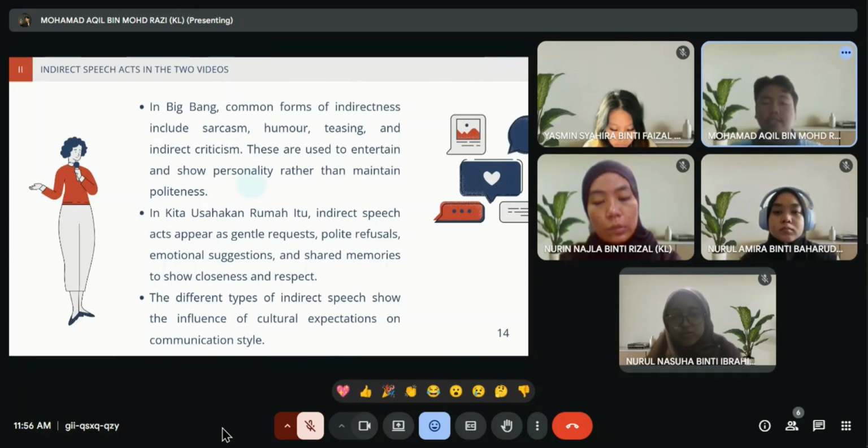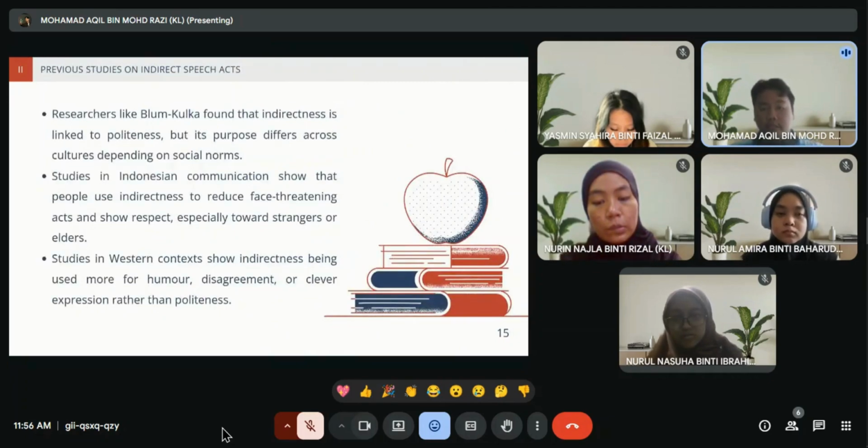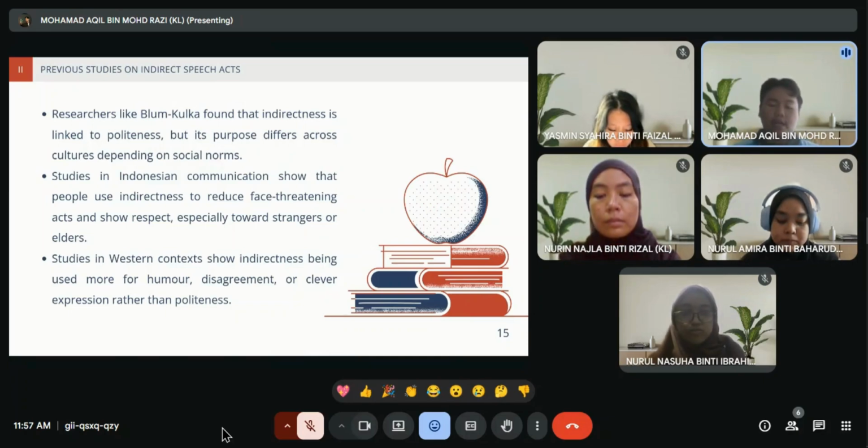Okay, next one is previous studies on indirect speech acts. Research shows that indirect speech acts change depending on the culture. Studies show that indirectness means different things in different cultures, because in Indonesian settings, indirectness signals politeness, but in Western settings, it often expresses humor or soft disagreement. So these findings support the patterns seen in the two videos that we compare.